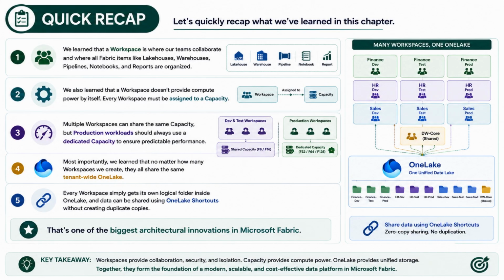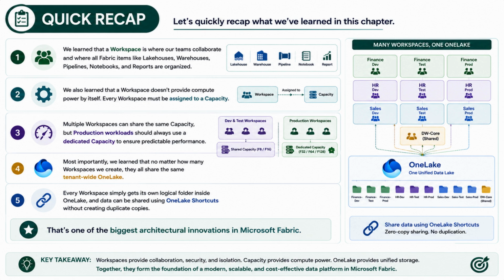So let's quickly recap what we have learned in this chapter. We learned that a workspace is where our team collaborates and where all Fabric items like lakehouse, warehouse, pipelines, notebooks and reports are organized. We also learned that a workspace does not provide compute power by itself. Every workspace must be assigned to a capacity. Multiple workspaces can share the same capacity, but production workloads should always use a dedicated capacity to ensure predictable performance.